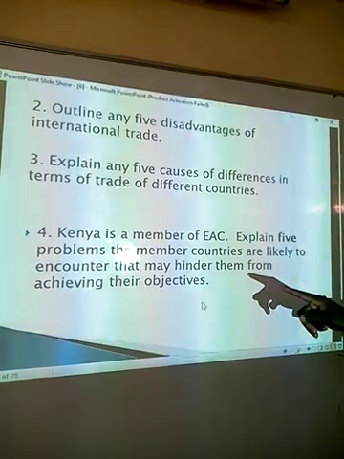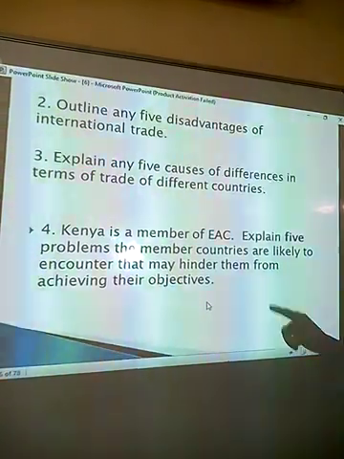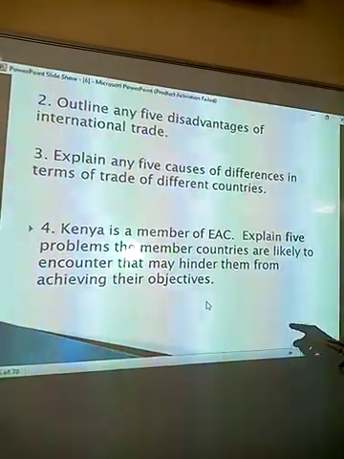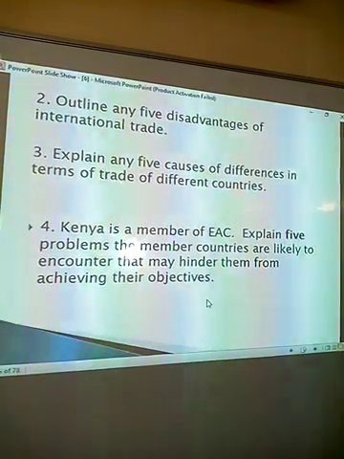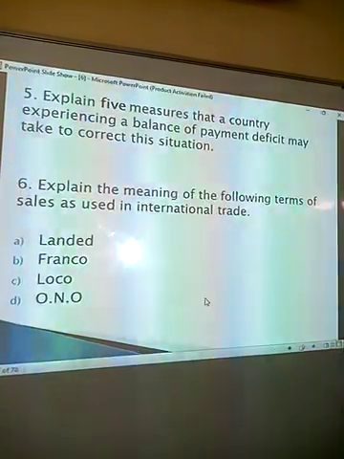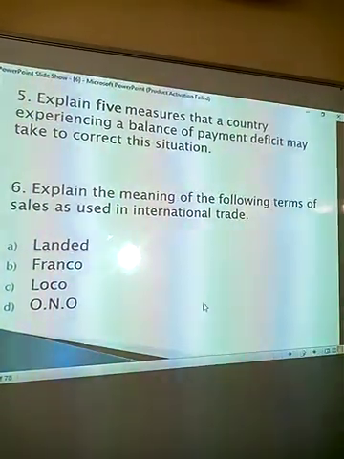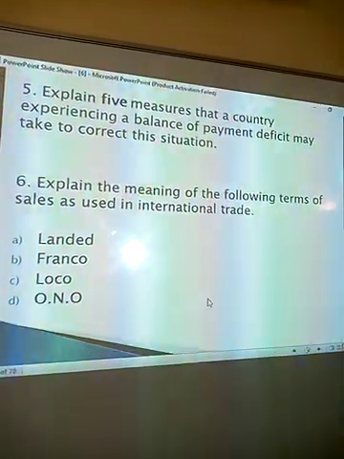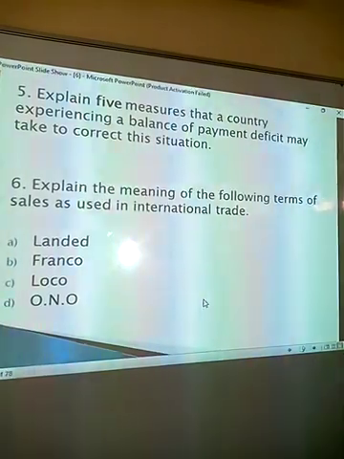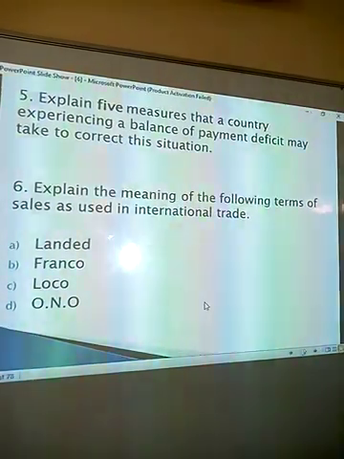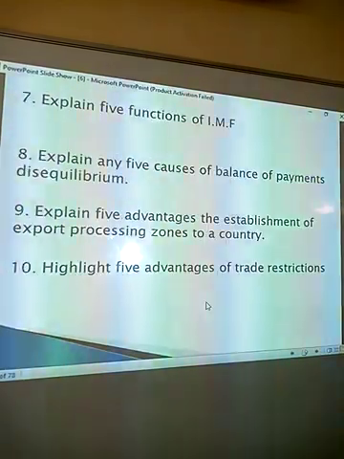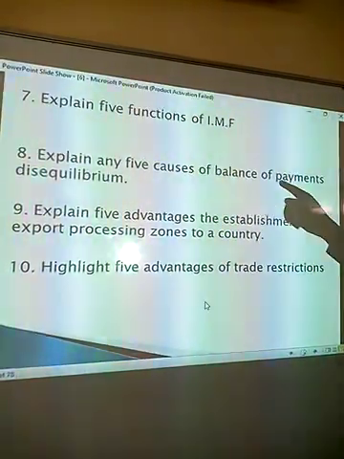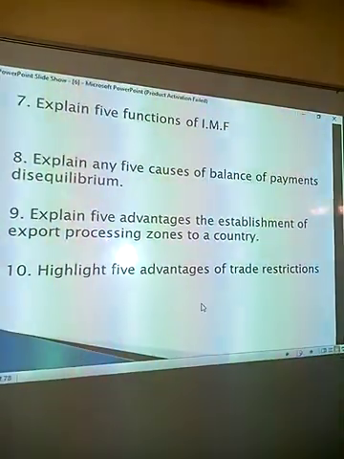Kenya is a member of EAC. Explain 5 problems the member countries are likely to encounter that may hinder them from achieving their objectives. Measures that a country experiencing a balance of payment deficit may take to correct this situation. Give the meaning of the following terms of sale: landed, franco, loco, and ono. Explain 5 functions of IMF.